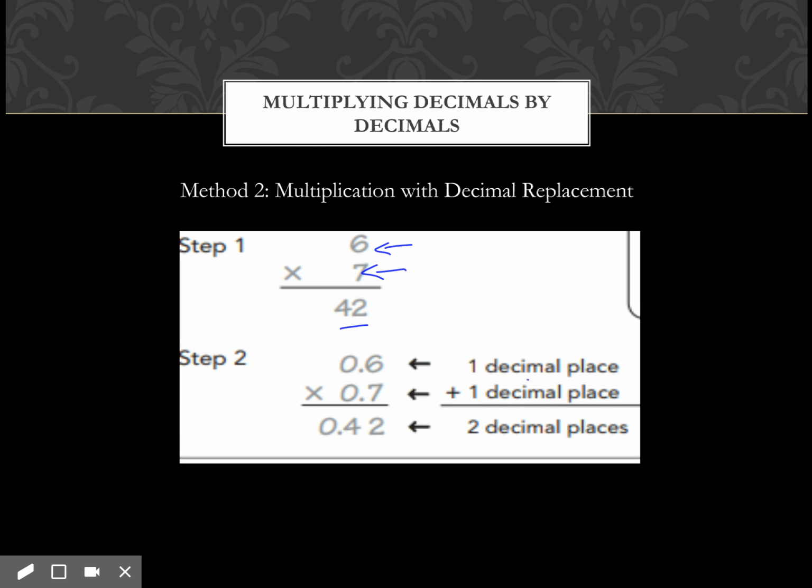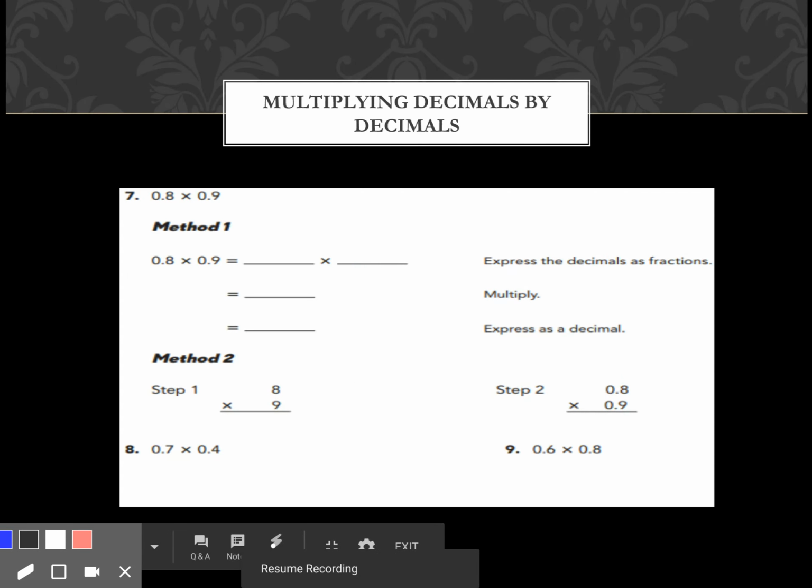So in 0.6, I have one decimal place. And in 0.7, I have one decimal place, which equals a total of 2 decimal places. So I started at the back and moved my decimal 2 places to the left. I got 0.42. This is the method I recommend the most just because I think it's quicker. And once you get larger numbers, it's a little bit easier to not have to convert.